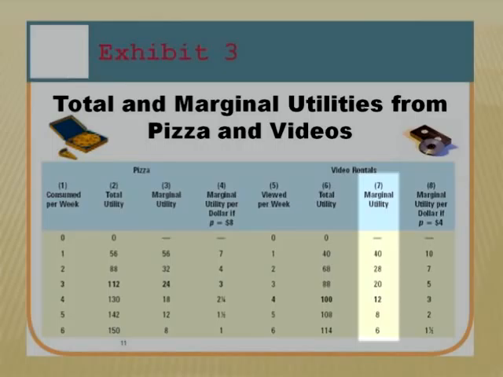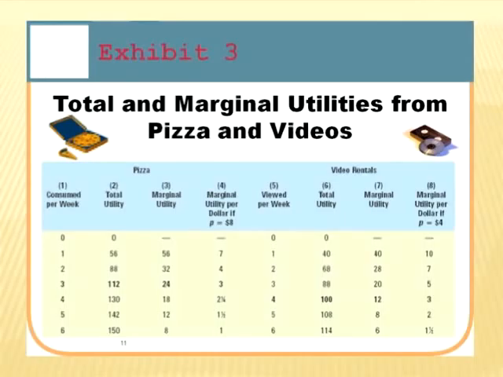Now, if you look at these numbers, one of the things that you see immediately is that these numbers are smaller than the ones in column 3. But you also notice that video rentals are less expensive than our pizzas. If they were the same price, then it's unlikely you'd get much in the way of video rentals, because what we're interested in is the marginal utility per dollar.